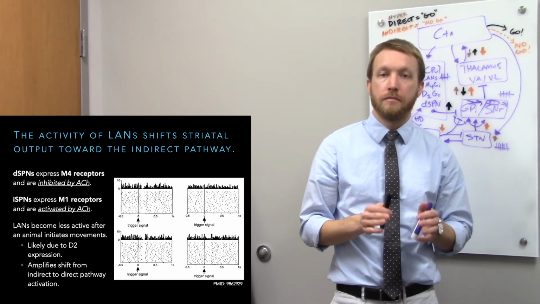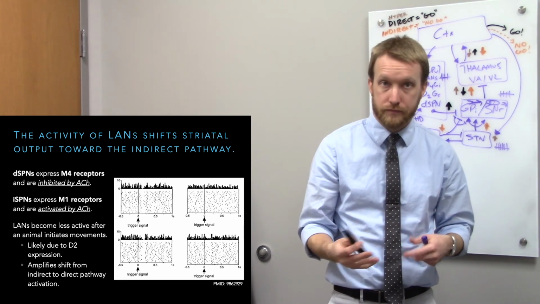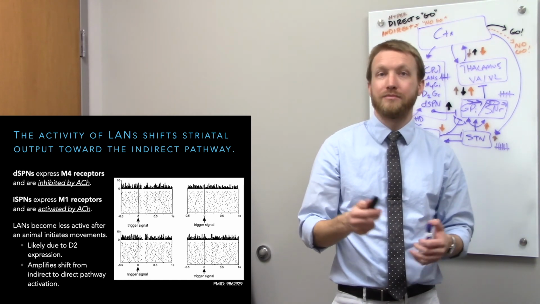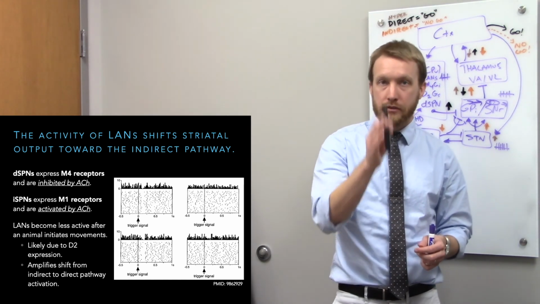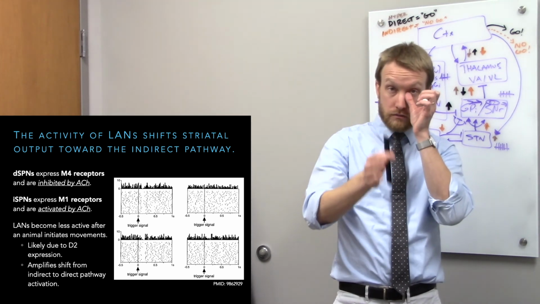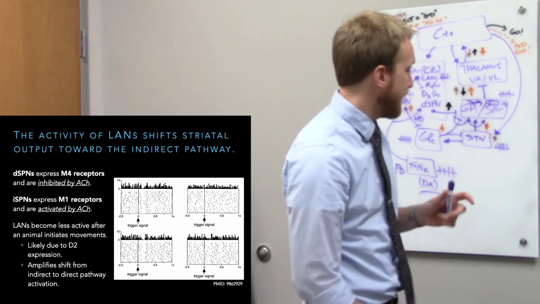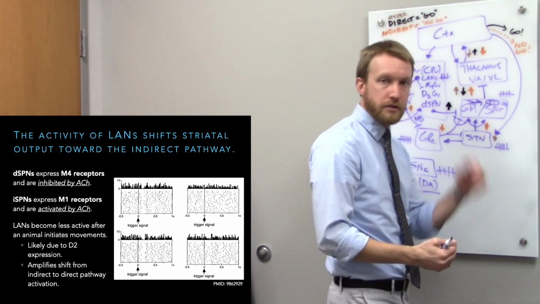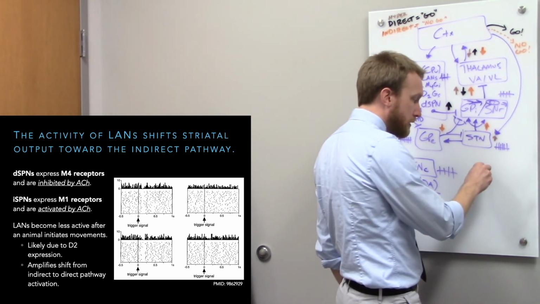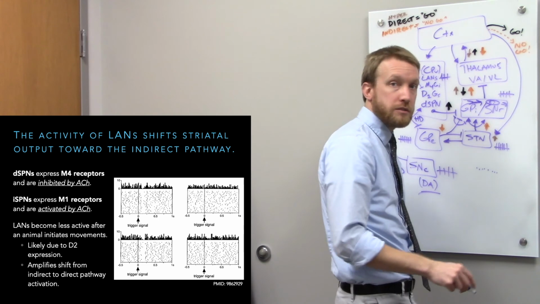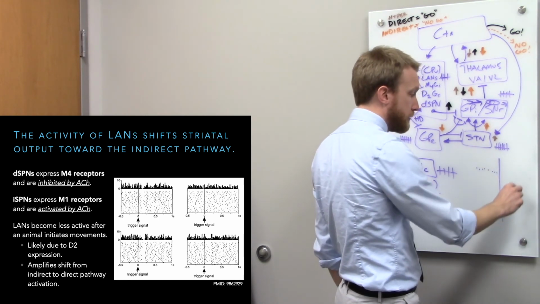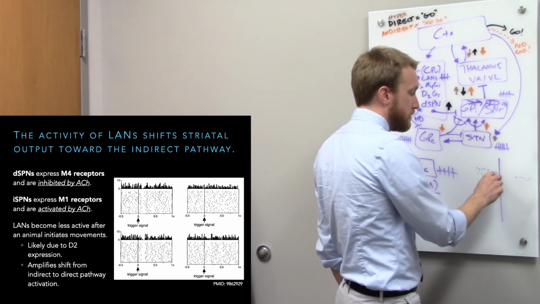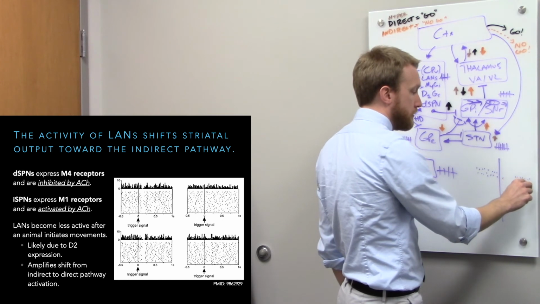So after monkeys are given a cue to move, that's that trigger signal at time 0, the activity of large aspiny neurons tends to decrease. So after that trigger signal, you'll notice there's a little bit of blank there. What we're looking at is just raster plots, so multiple trials on each row, and all the little ticks are showing us activity in large aspiny neurons. Once they deliver the trigger, there's a pause period, and then the pacemaking resumes.